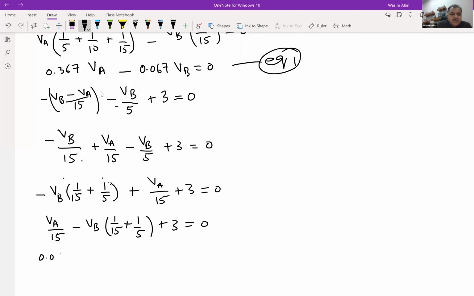Now, if I write this based on the previous calculation, we have 0.067 V sub A minus, this is 0.2, so we will have 0.267 V sub B. And then remember that we want to bring the constants to the right-hand side. So I'll shift this constant to the right-hand side and I will have -3 there. And this is going to be my equation number 2.